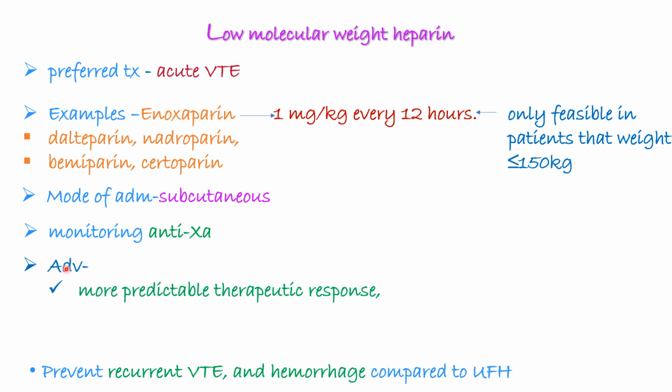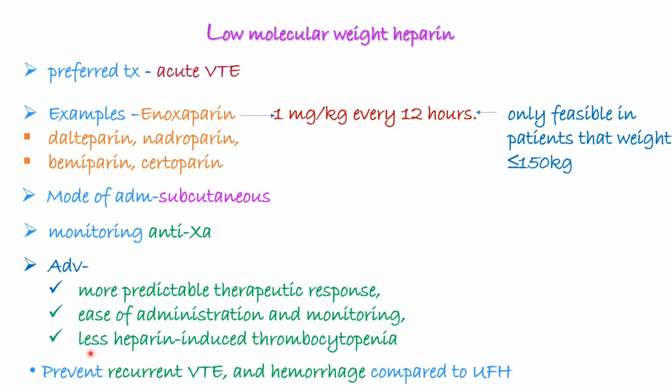So it makes sense that we monitor low molecular weight heparin by monitoring anti-Xa. The next thing: what are the advantages of low molecular weight heparin that make it the preferred treatment? The advantages are that it has a more predictable therapeutic response, it is easy to administer and monitor, and it causes less heparin-induced thrombocytopenia. One of the adverse effects of the heparins is heparin-induced thrombocytopenia. This is when you have low levels of thrombocytes, and low molecular weight heparin has a lower effect. The disadvantages are that the cost is higher and it has a longer half-life.